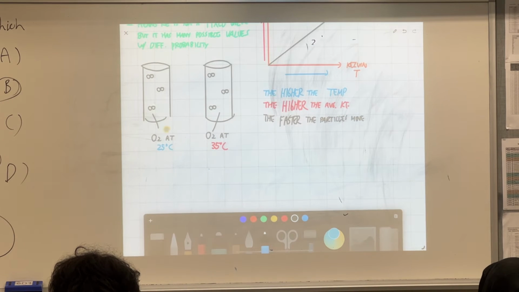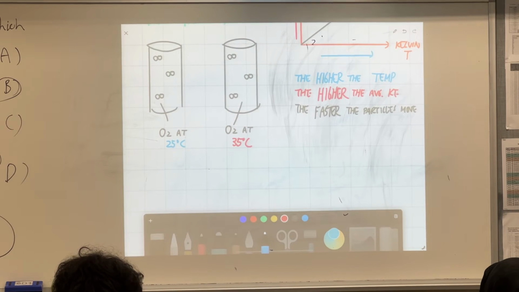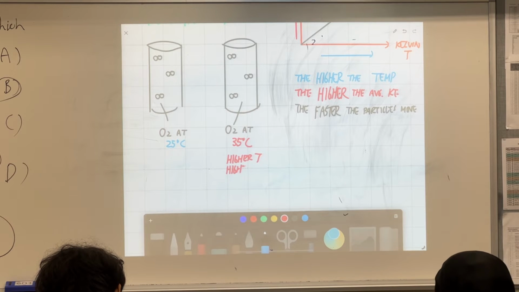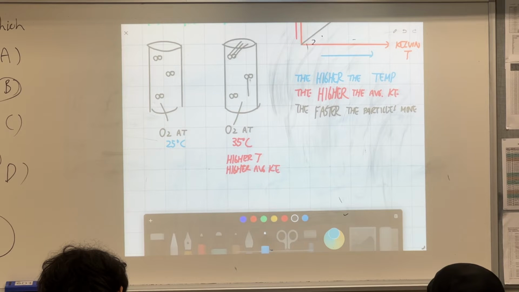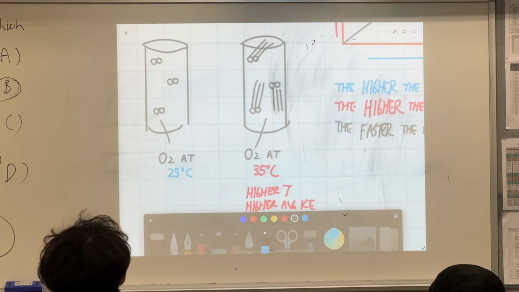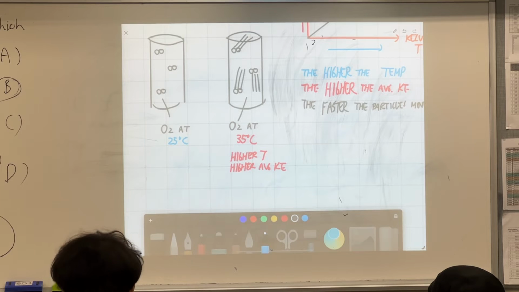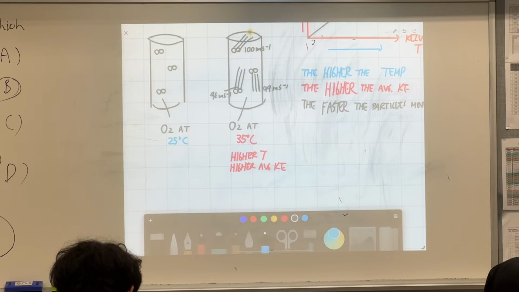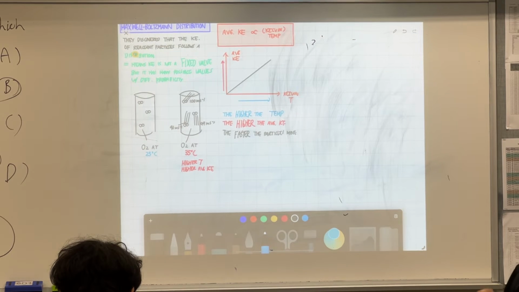But which sample will have a higher average kinetic energy? The right one. So can you put down: higher temperature means higher average KE. So particles generally move faster. But these particles do not all move at the same speed. Let me give you an example. Maybe this moves at 100 meters per second, this is 99 meters per second, this is like 98 meters per second. They are all high in kinetic energy, but they don't all move at the same speed. So they show a spread, a distribution of energy.